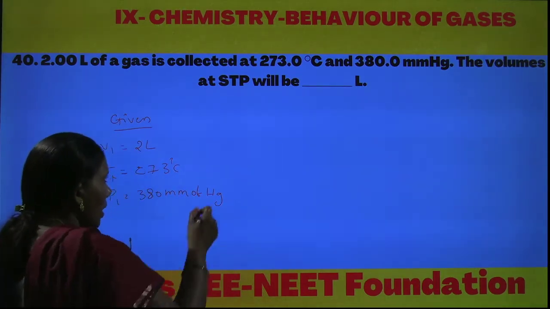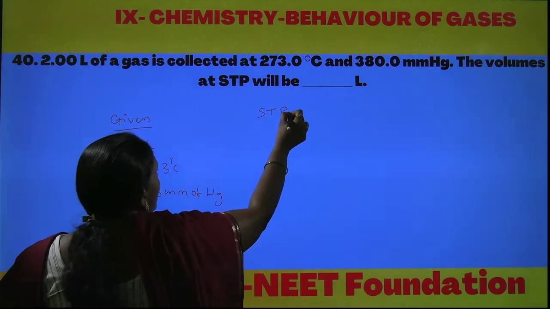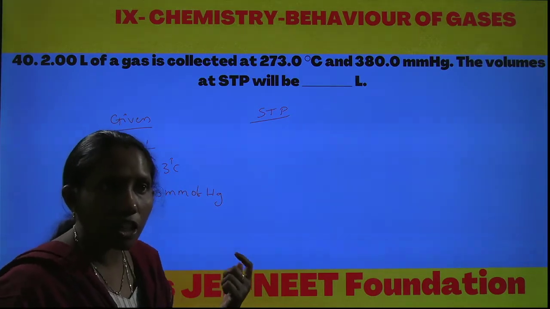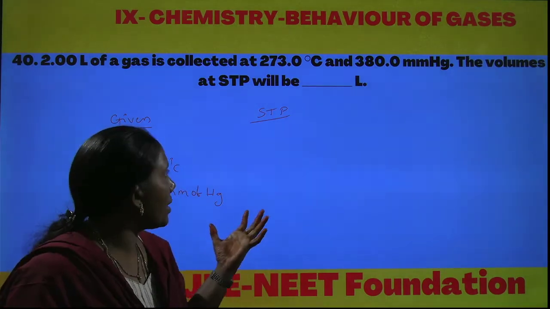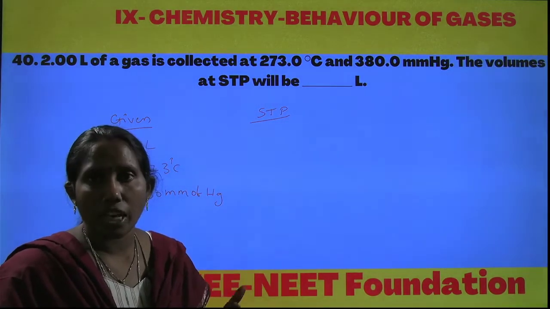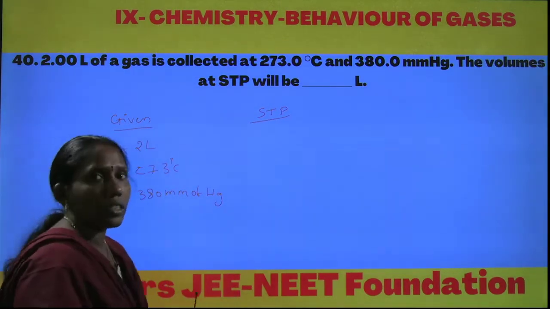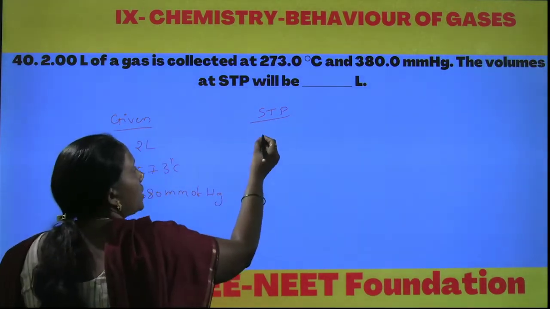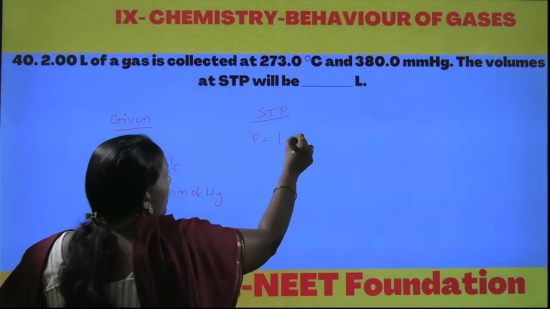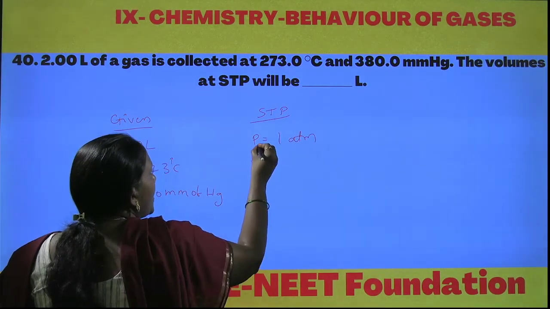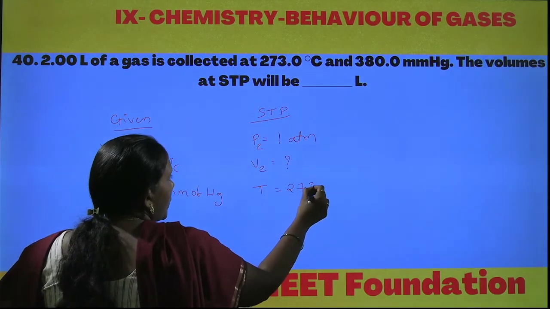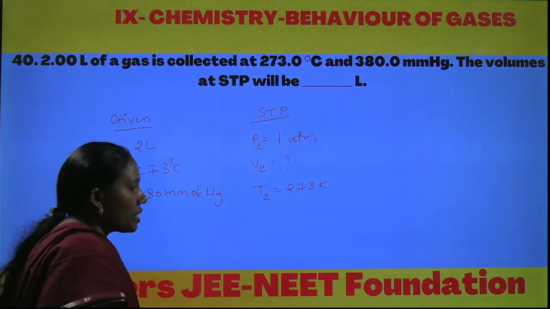So compulsory we have to write down the STP conditions also here. Already we know what is STP, standard temperature and pressure. If you follow the previous video, then you will understand what STP conditions are, because in the previous video we already discussed STP and different types of gases. STP means standard temperature and pressure conditions. According to STP, the pressure will be 1 atmosphere and volume we have to find. Temperature will be 273 Kelvin. T2 will be 273 Kelvin.